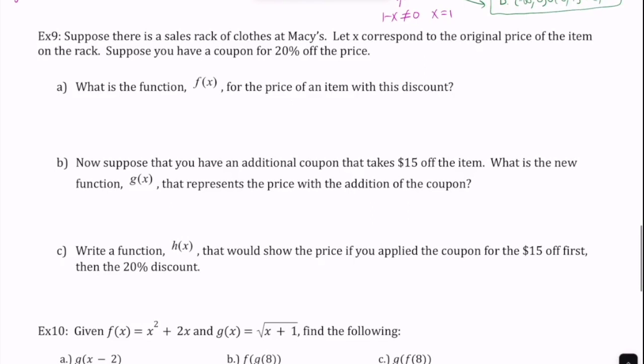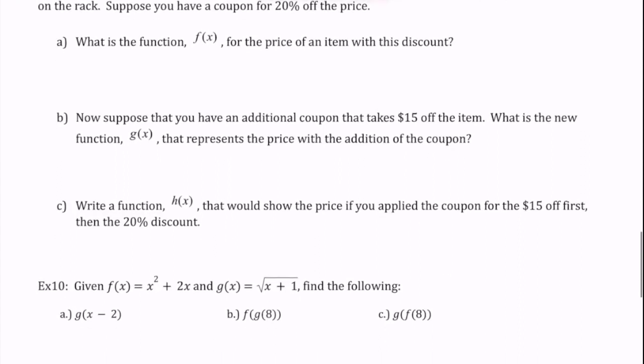Let's go with a word problem here, and maybe we'll stop the video here, and then I'll do the word problem in the next video, so it's not too long.